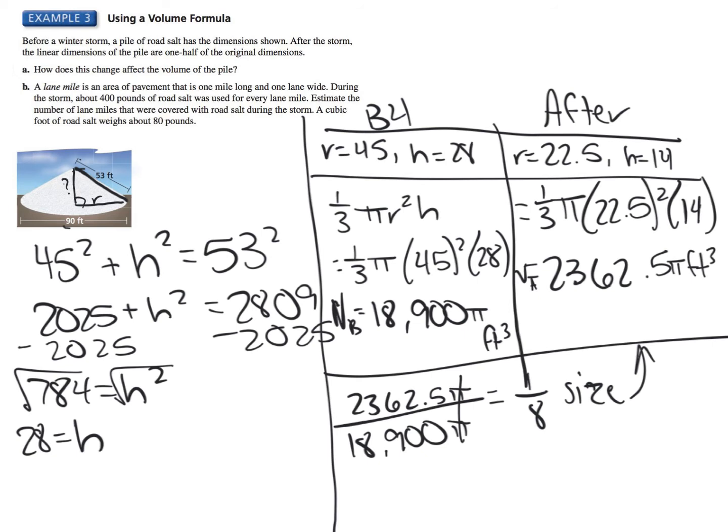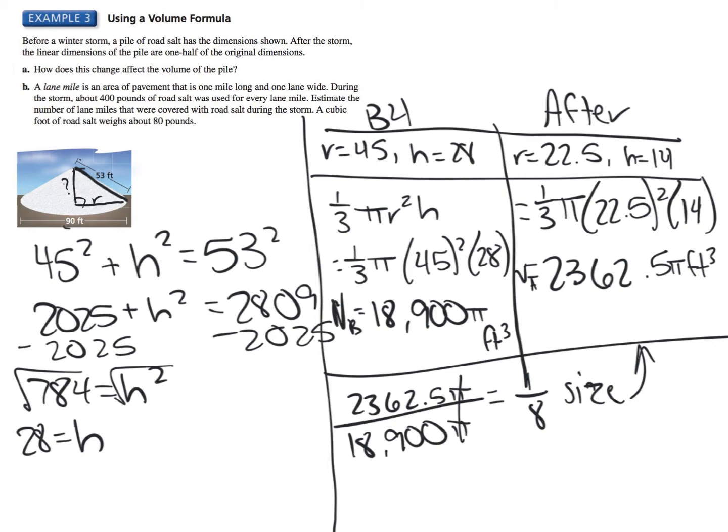That is A. Now we're going to go ahead and look at B. Now B says a lane mile is an area of pavement that is 1 mile long and 1 lane wide. During the storm, about 400 pounds of road salt was used for every lane mile. We need to estimate the number of lane miles that were covered during the storm. A cubic foot of road salt weighs about 80 pounds. So before we get into anything, we want to look at how much salt was used during the storm.